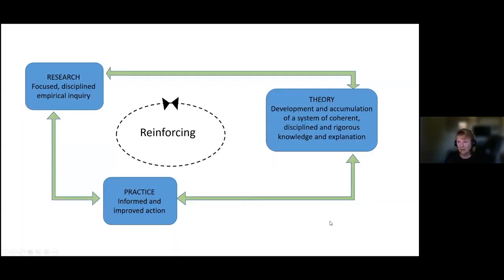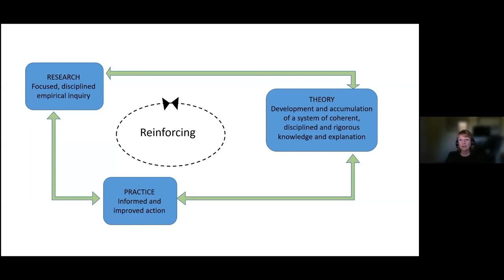So I've got a couple of models, I guess, that I stole from other people, but I think these are good ways of looking at theory. So first of all, theory informs practice and should lead to improved action. Practice also informs theory. It helps you come up with knowledge, and then you develop a system for making that knowledge coherent, disciplined, and rigorous. Theory informs research. It should guide what you're doing in research. Research also informs theory because you're constantly modifying and enhancing your theory based on your empirical findings. Practice should inform research. That's where the best research questions come from.